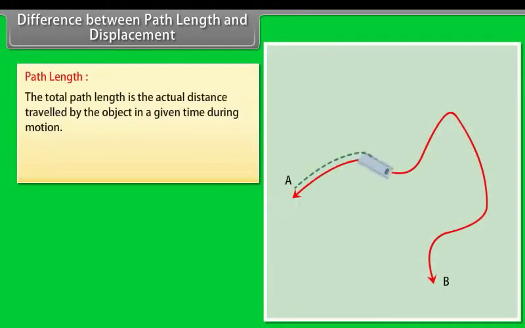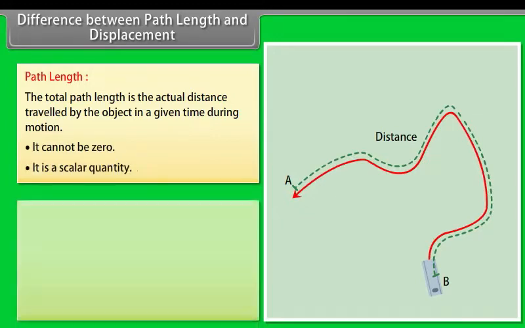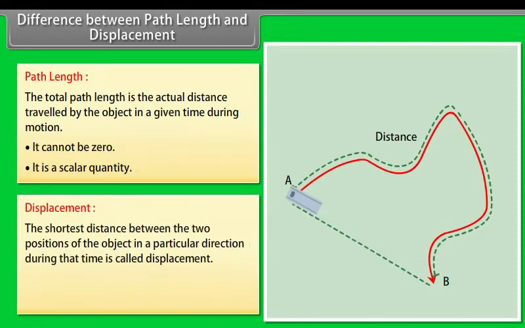Difference between path length and displacement. Path length. The total path length is the actual distance traveled by the object in a given time during motion. It cannot be zero. It is a scalar quantity. Displacement. The shortest distance between the two positions of the object in a particular direction during that time is called displacement. It can be zero. It is a vector quantity.